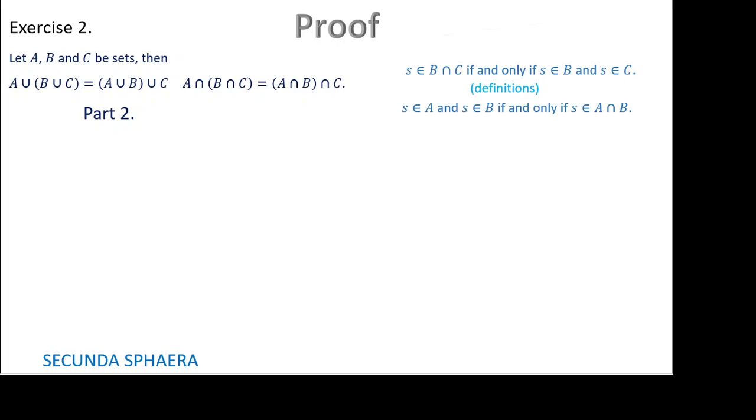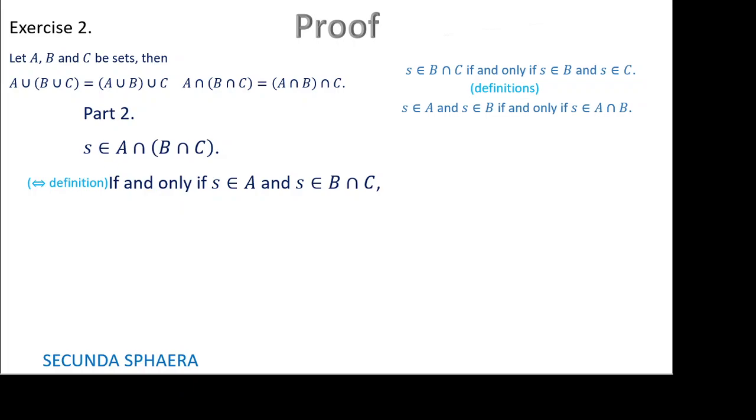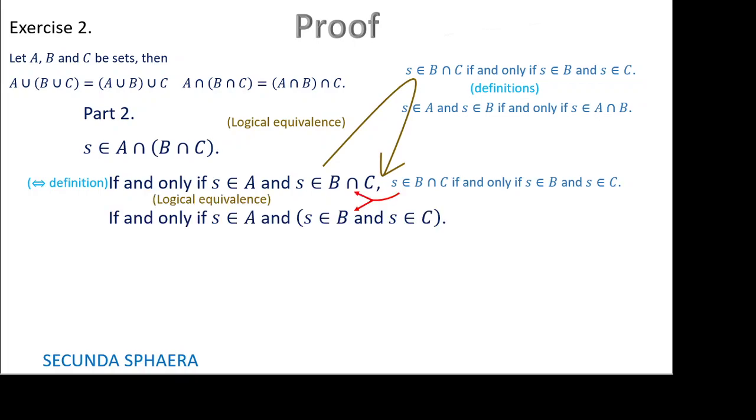And again, we are going to be using the equivalences of S in B intersection C and S in A intersection B. But okay, we start with S in A intersection with B intersection C. We use the definition of intersection, if and only if S is in A and S is in B intersection C. We drag on the first equivalence, and we use it to substitute the equivalence of S in B intersection C, which is S in B and S in C.